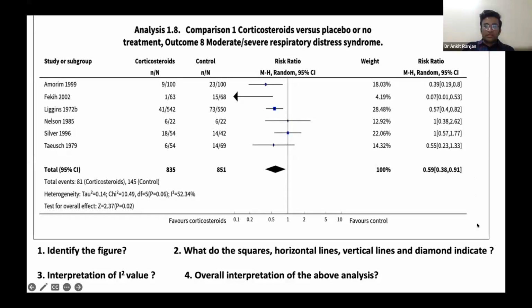So the next question is a question from statistics. So identify the figure.